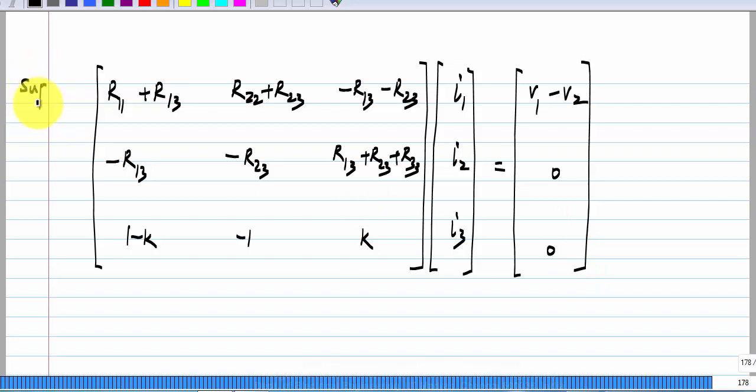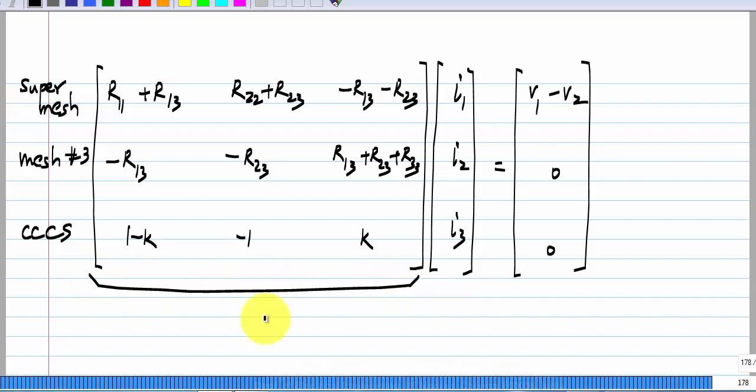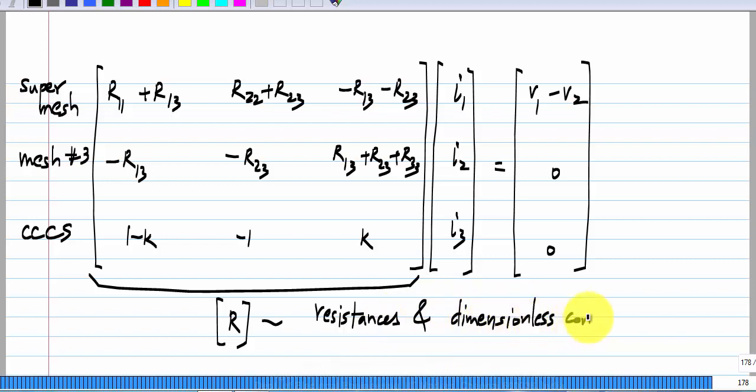So the first row is for the super mesh, the second row is for mesh number 3, the third row is the constraint coming from the current controlled current source. I will continue to call this the R or resistance matrix, but you realize that this has both resistances and dimensionless constants. So these entries are all resistances and these entries are dimensionless constants.